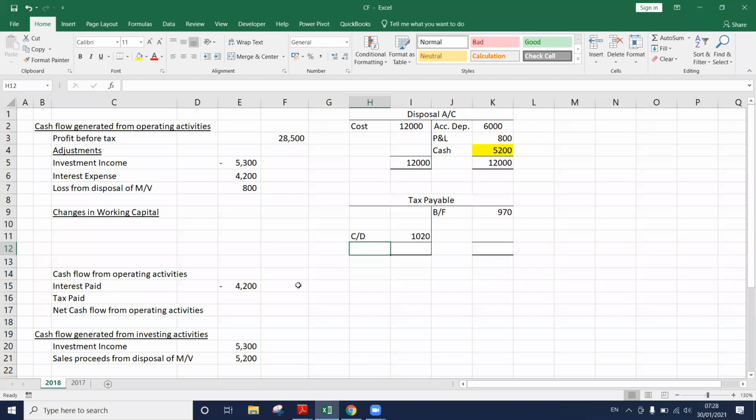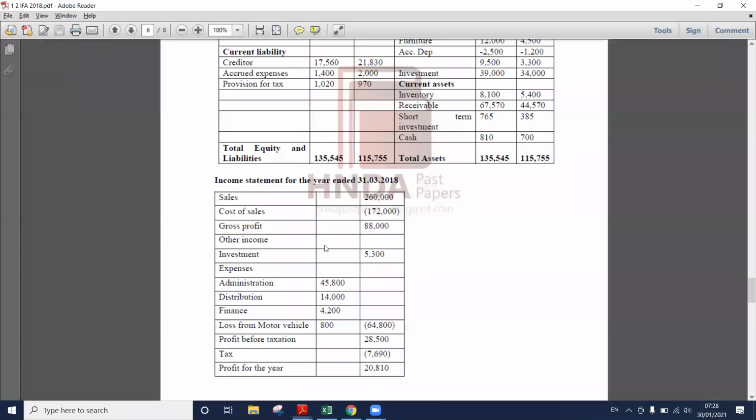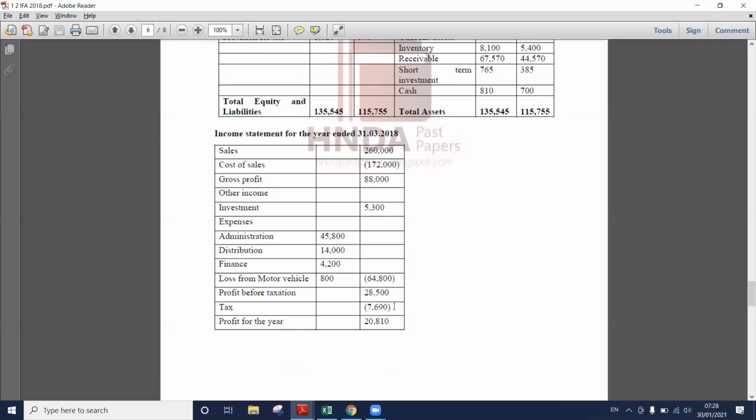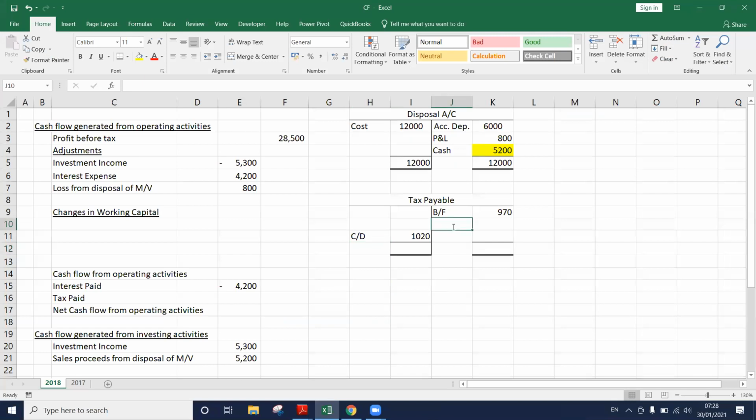And what else do we know? We know the opening balance of the year. We know the balance we carry forward at the end. What else do we know here? We know the tax expense for the period, 7,690. Right? We have charged to P&L an amount of 7,690.